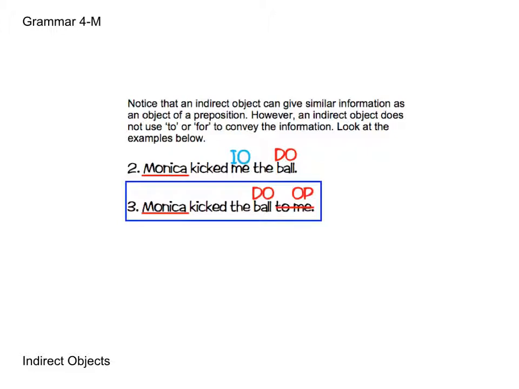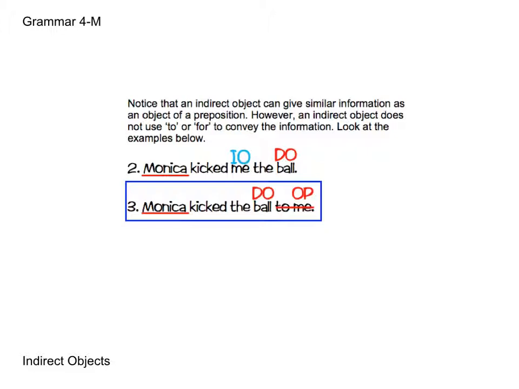So if you wanted to, instead of using an indirect object, use a prepositional phrase, you can see this in the next sentence. Monica kicked the ball to me. Now we don't have an indirect object. To me is your prepositional phrase. But these two sentences are giving you the exact same information. So that's the key to indirect objects. They are essentially a part of a prepositional phrase, but there is no preposition. It's just an indirect object.